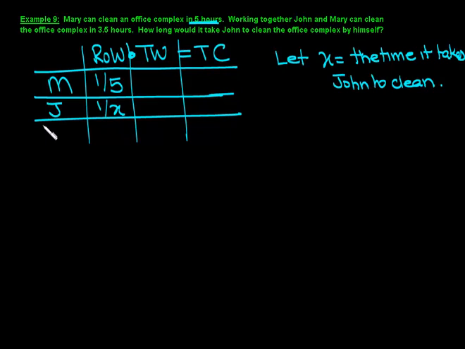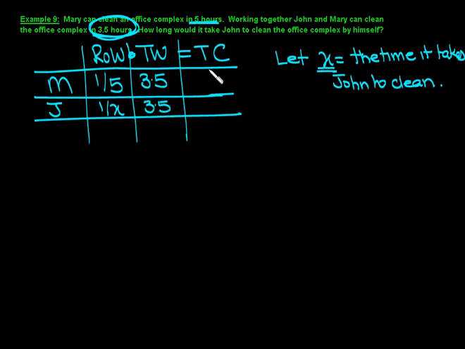So that's a little bit different here, so bear that in mind. You don't want to put x here. Do you guys follow? You want to put his rate of work. If he can do the job in x hours, his rate of work would be 1 over x. And time working, if they work together, they're working for how many hours together? 3.5. So time working would be 3.5.